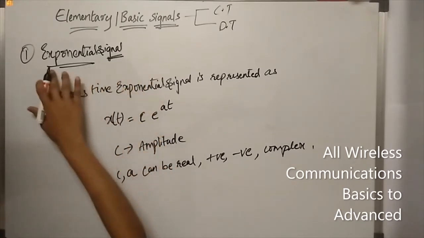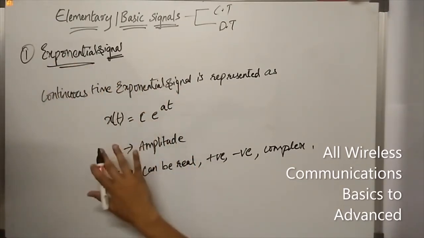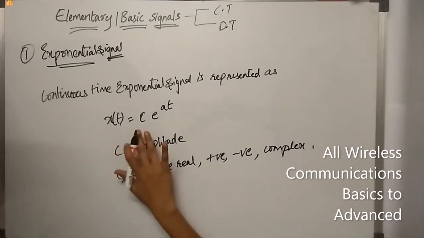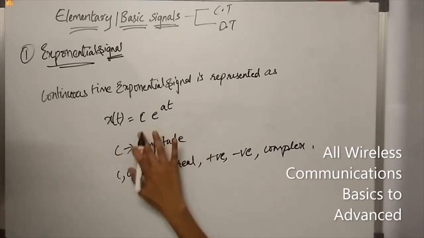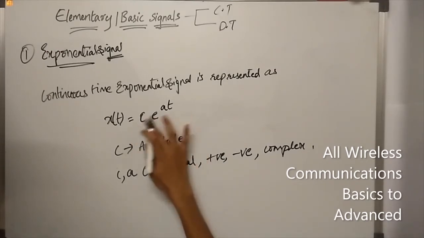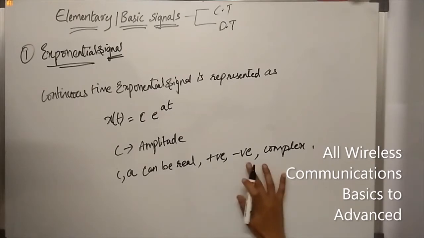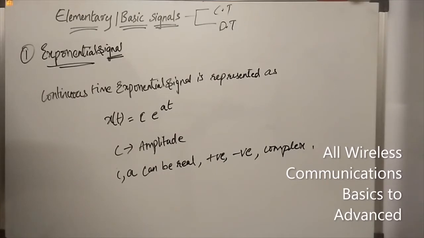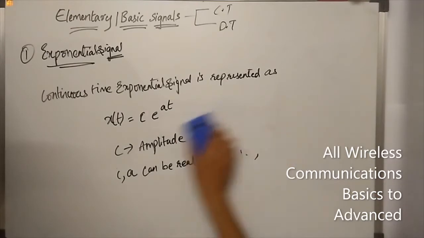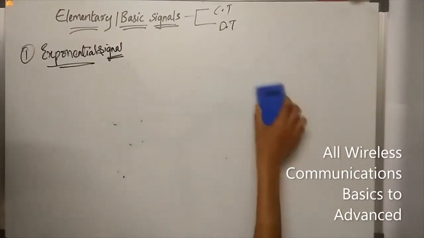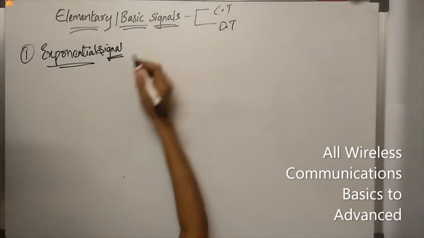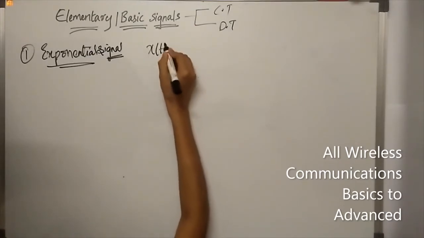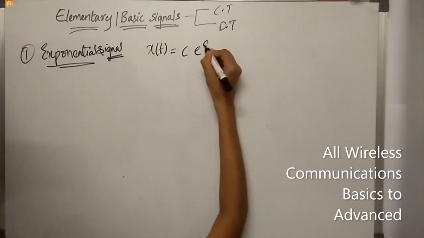So the basic exponential signal is represented mathematically as x of t equal to c e power of at, where c is the amplitude of a signal, and C and A can be real, positive, negative, or complex. So now we will take several different cases to understand the signal x of t.